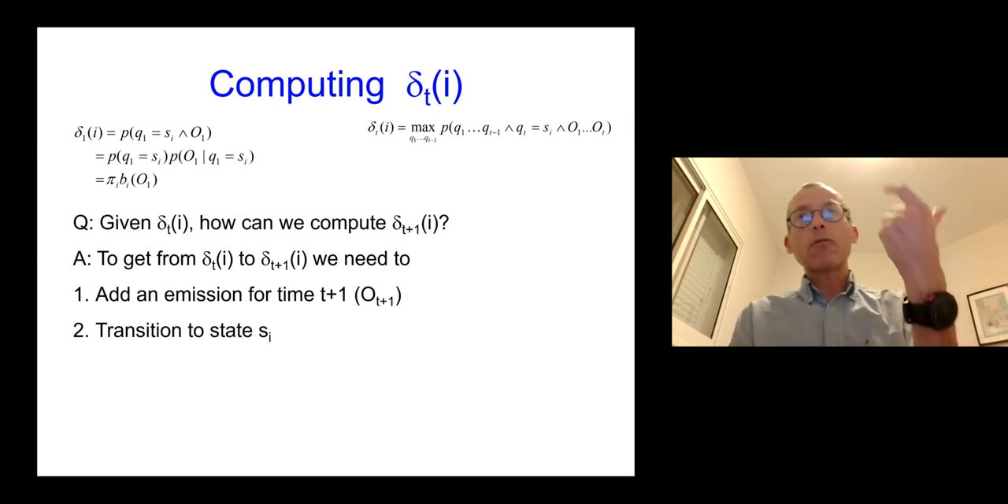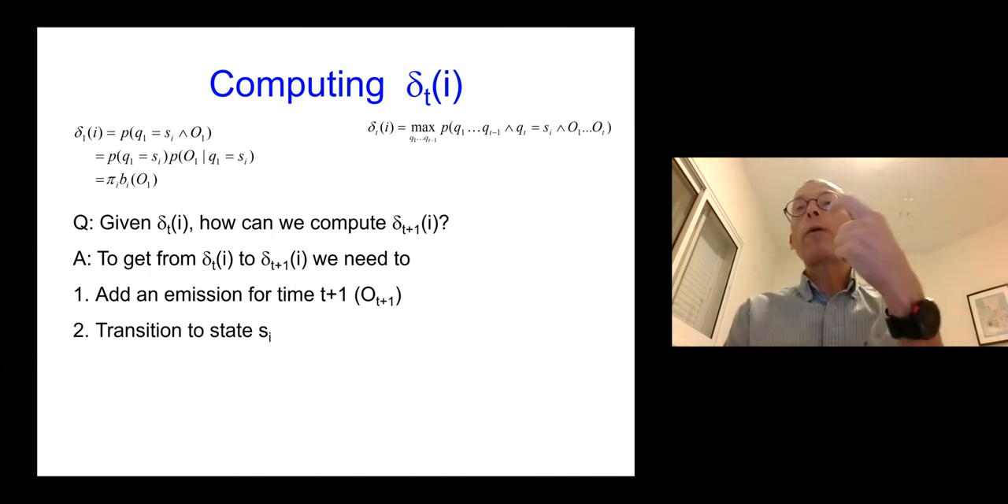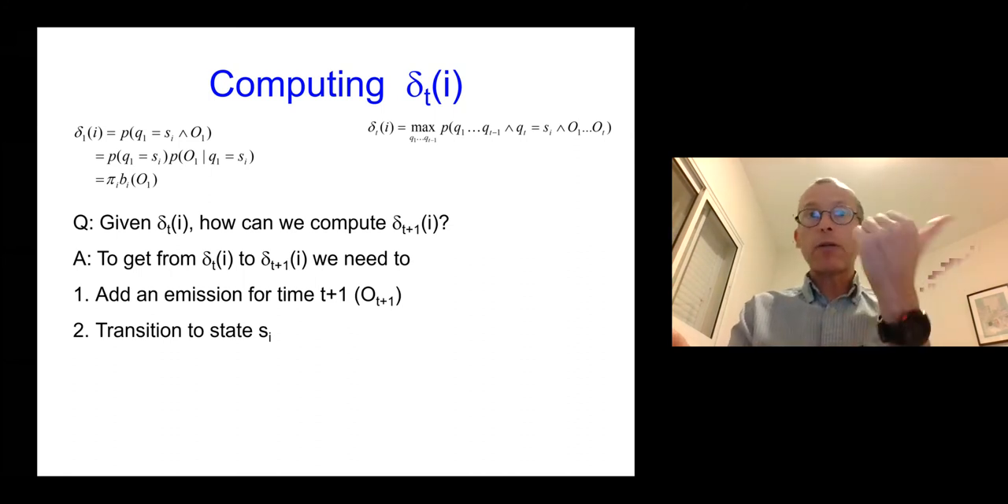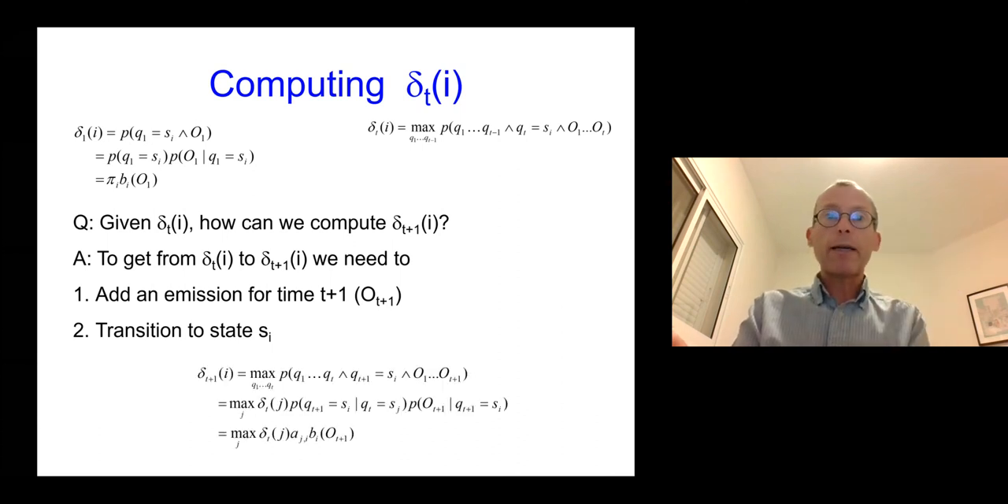Okay, how do we find the set of states that are the best, given that we know the best set of states for the previous one? So what do we need to do? We need to see another emission, right? Because delta T is using only emissions up to time T, delta T plus one uses another emission, and we need to move to state I.